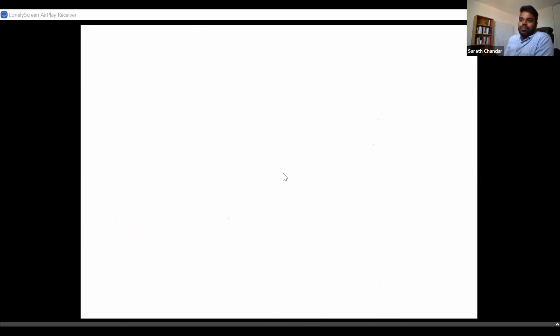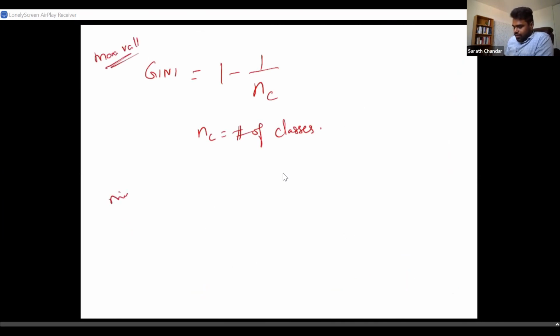If I generalize it for multiple classes, like a K-class problem, Gini is given by 1 minus 1 over NC, where NC is the number of classes. This is the maximum value. The minimum value is always 0. Is that clear? Any questions?